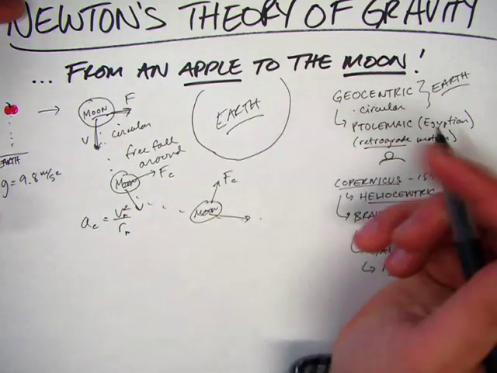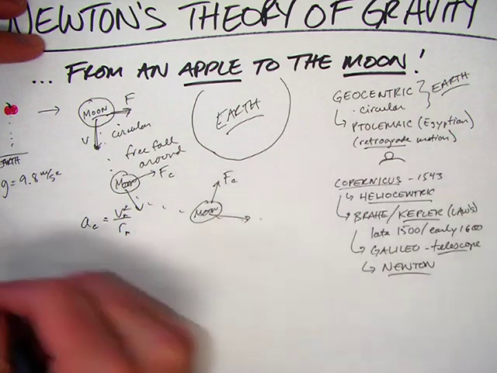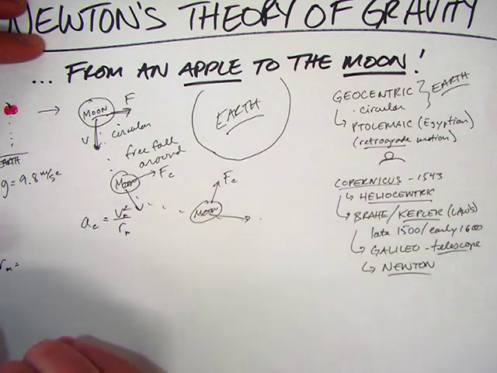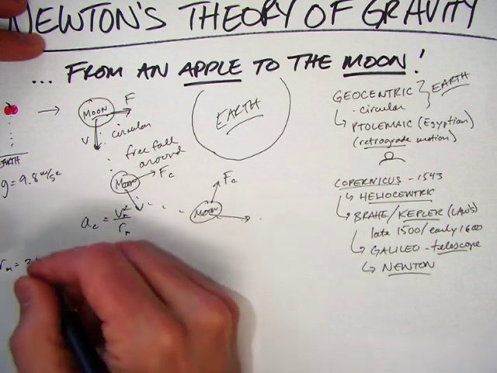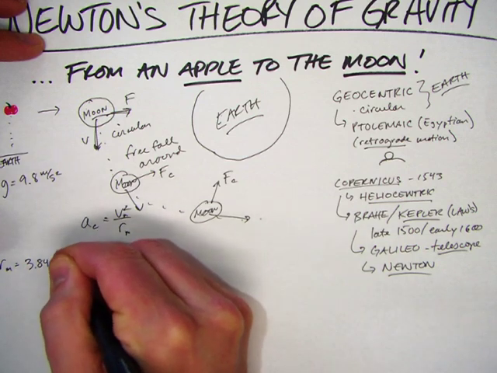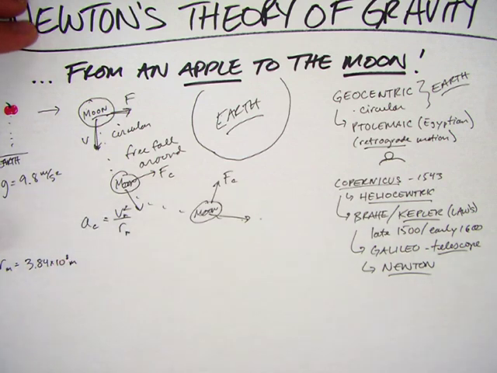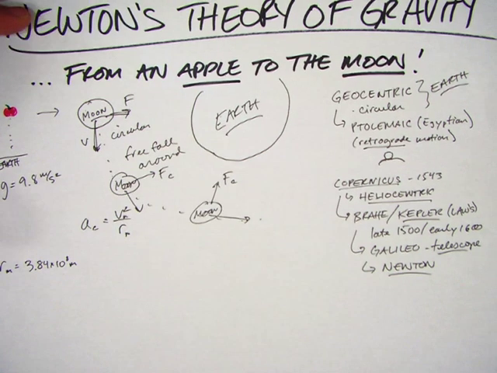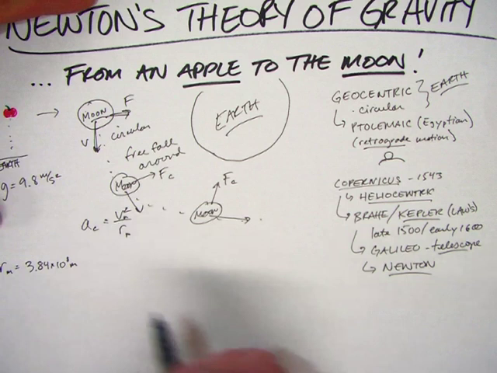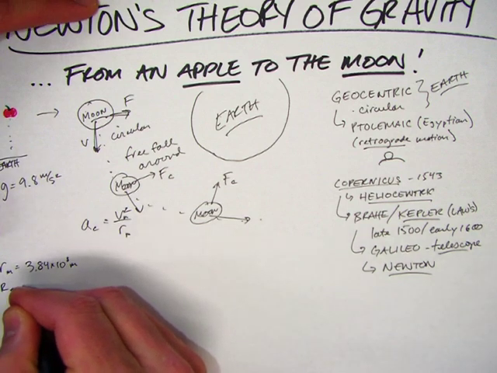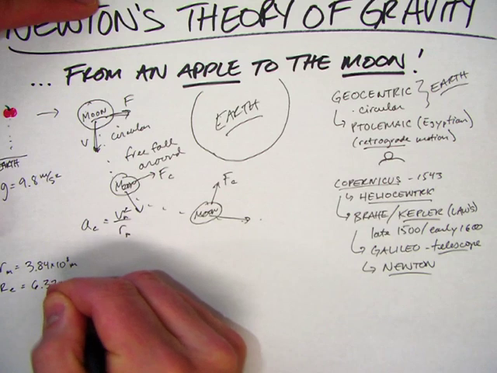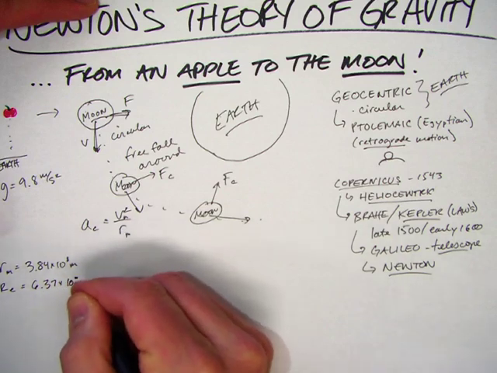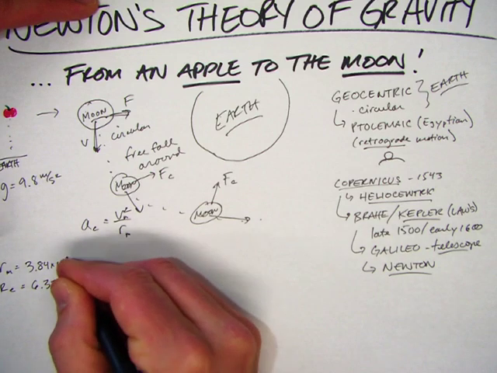What was known from astronomical observation was the radius of the moon's orbit, pretty accurately known to be 3.84 times 10 to the 8th meters, measured using parallax, looking at the moon from different points on the Earth and calculating the angles. What was also known was the radius of the Earth, about 6.37 times 10 to the 6th meters.